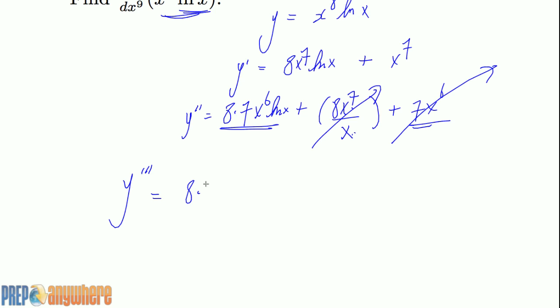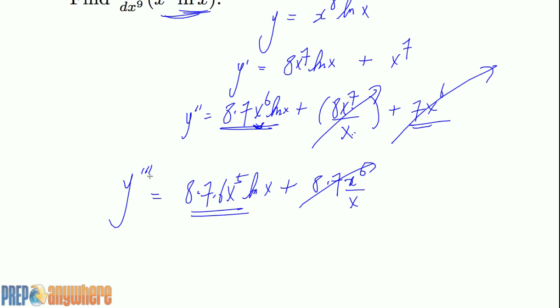So you get 8 times 7 times 6x to the power of 5 ln of x if you differentiate that by product rule, and we have 8 times 7 times x to the power of 6 times 1 over x, so we get x to the power of 5. Again, this is insignificant because by the time we get to the 9th derivative, it's going to disappear. The pattern for this is pretty obvious, right?